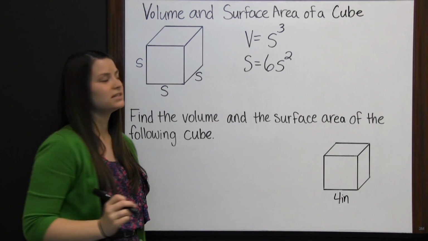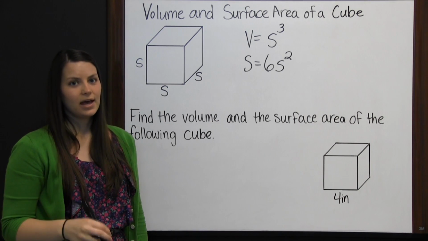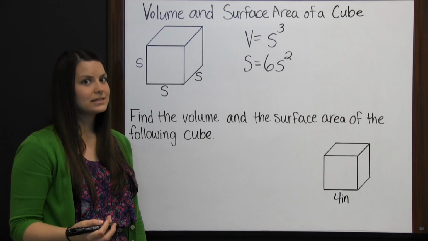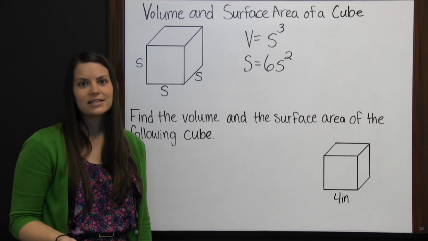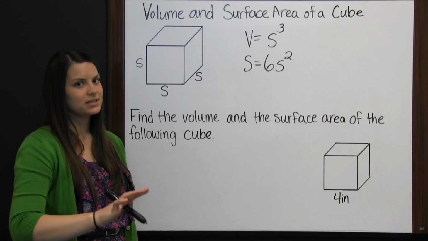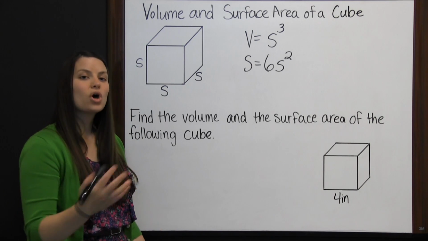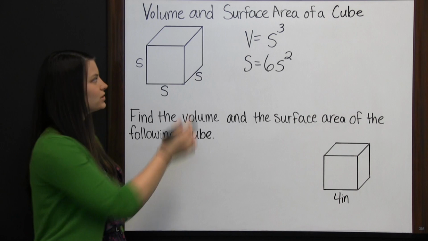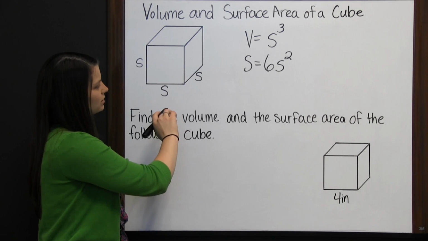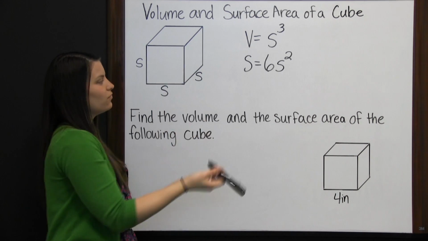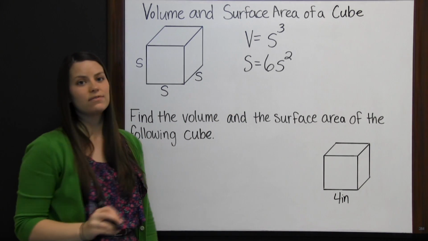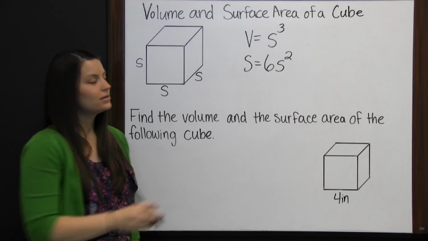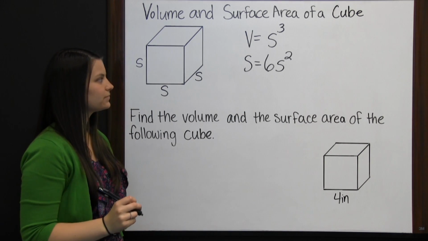To find the surface area, a cube is made up of 6 squares. Surface area is the area of all the surfaces. And since all the squares are congruent, the area of one square would just be side squared. And there are 6 of those that are all exactly the same. So 6 times side squared.